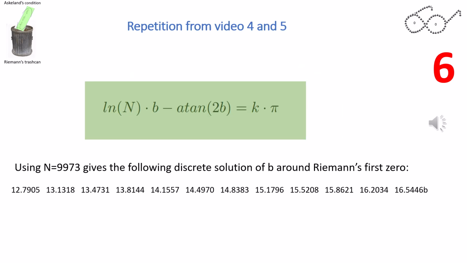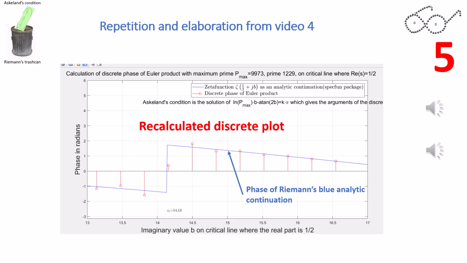Using n equals 9973 gives the following discrete solution around Riemann's first zero. When I enter these values into the phase diagram of the Euler product, I land on or very close to Riemann's blue analytic continuation, but only for discrete values.